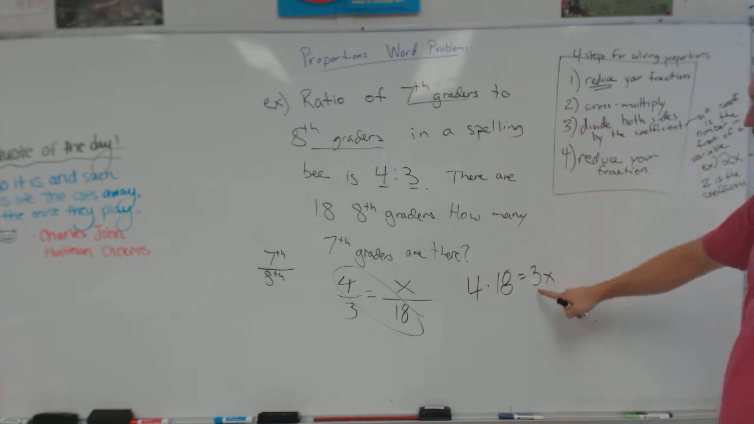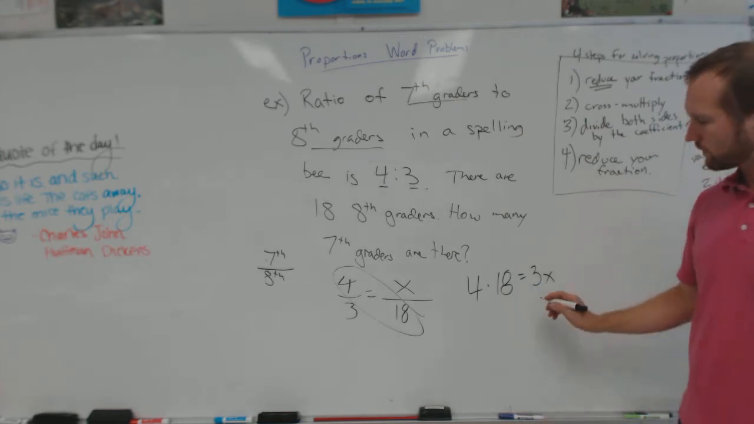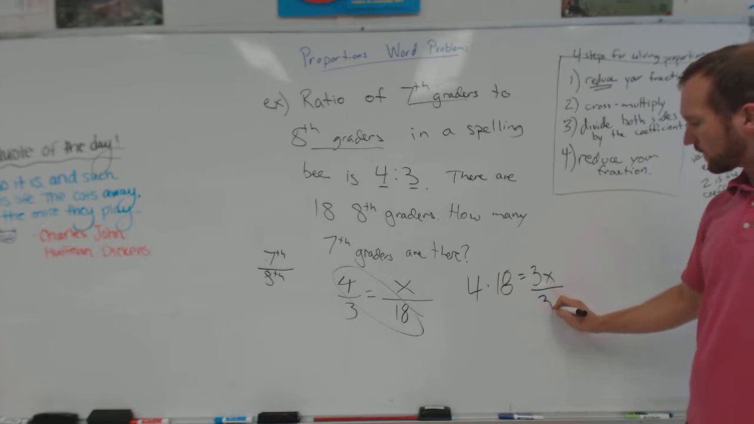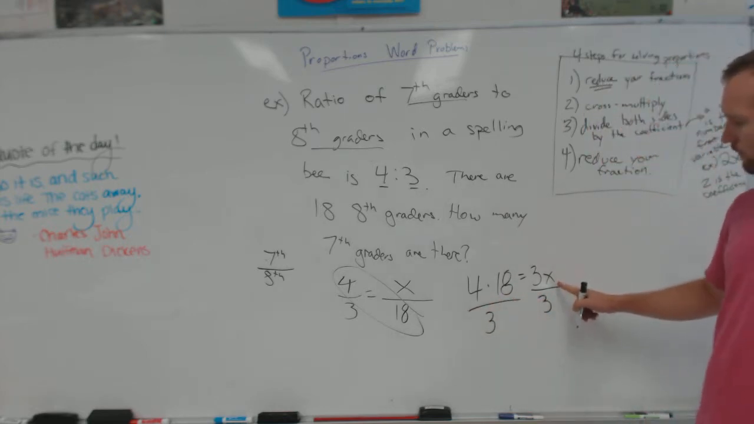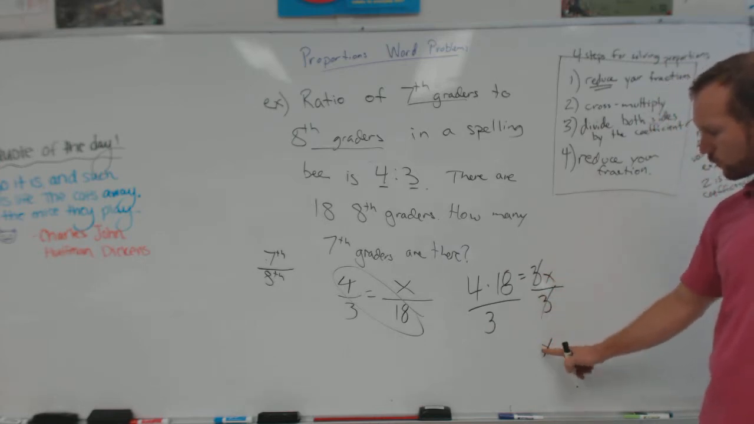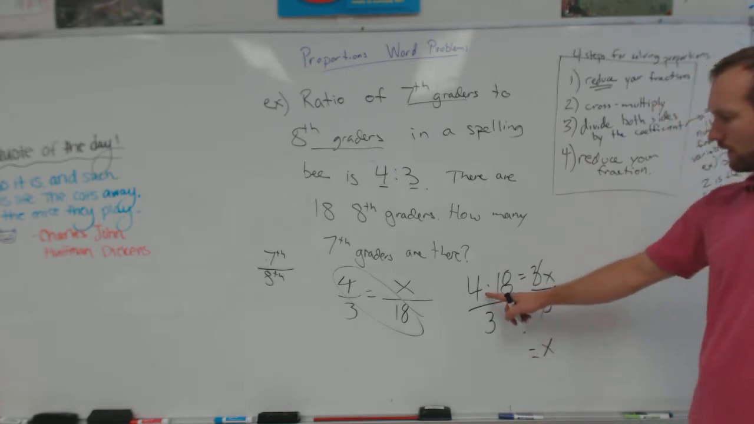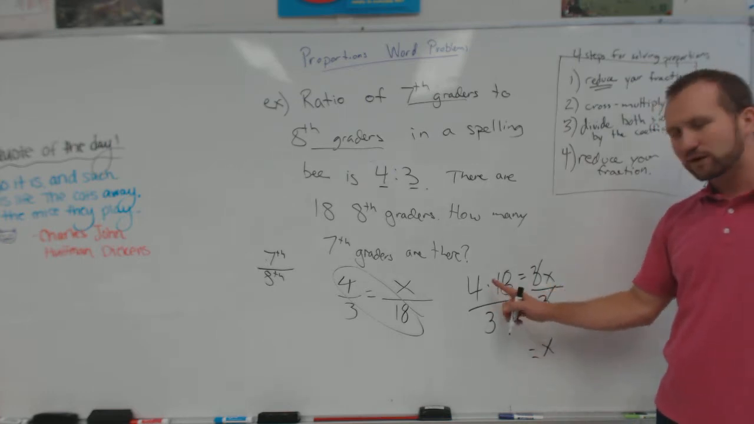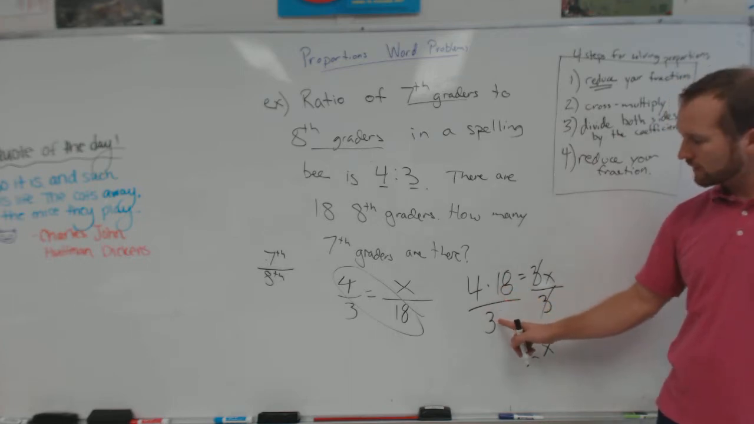Next step, cross multiply is done. Divide both sides by the coefficient. We want to know what x equals, not what 3x equals. If I divide this side by 3, and I divide this side by 3, over here I'm going to have x left. 3 divided by 3 is just 1x. Now over here, I'm going to try to reduce this before I multiply it out, because I noticed that 3 goes into 18.